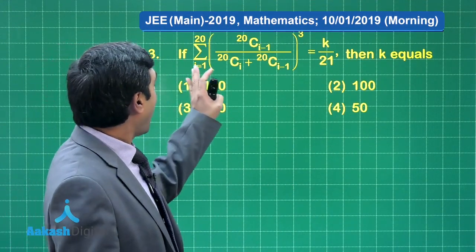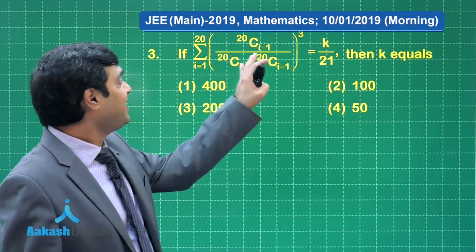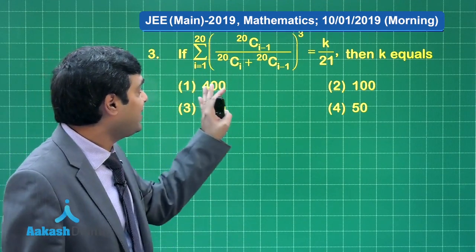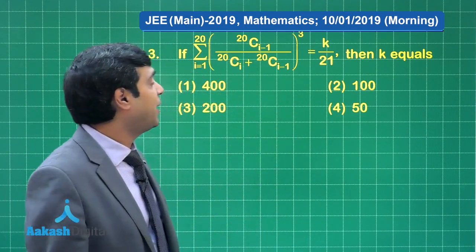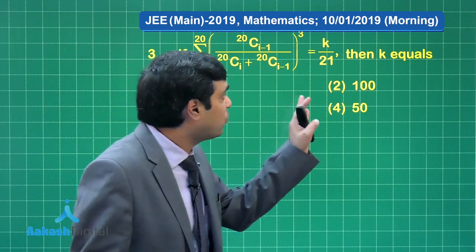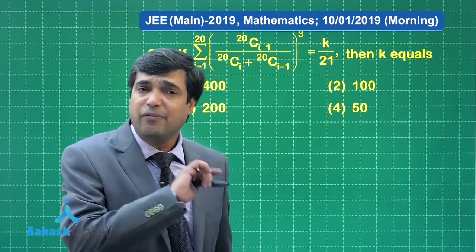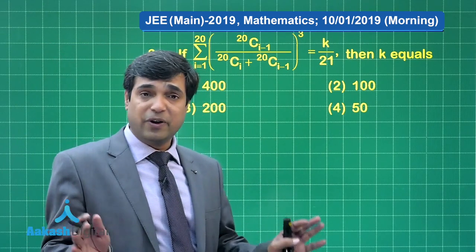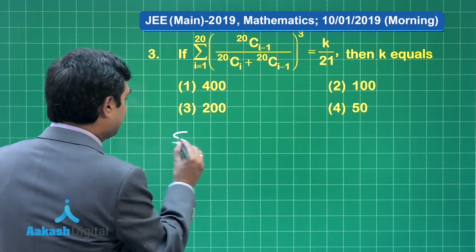If summation i from 1 to 20 of (20Ci-1 / (20Ci + 20Ci-1))³ is equal to k by 21, we have to find the value of k. A simple question from binomial. Let us begin with this question.